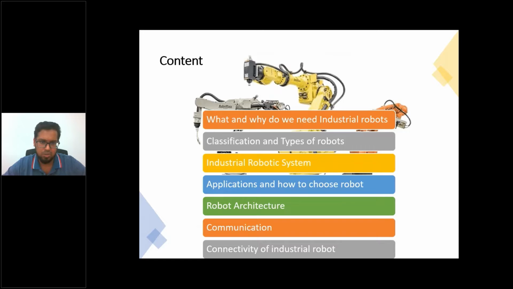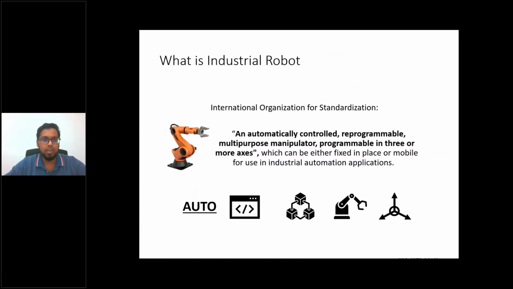So these are my contents. I'll be presenting what industrial robots are and why we need them, then the classification and types of robot, and the industrial robotic system. When we want to implement a robot, what are the things that are needed to implement the robot in a facility, and then some sample applications and how to choose a robot. And then we are also going to talk about robot architecture, communication, and also connectivity. And this one will be presented by my colleague Yuvarajoo later. So let's go into this.